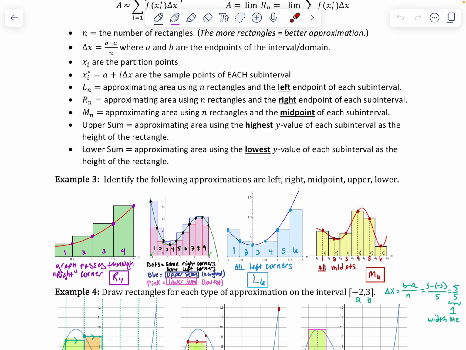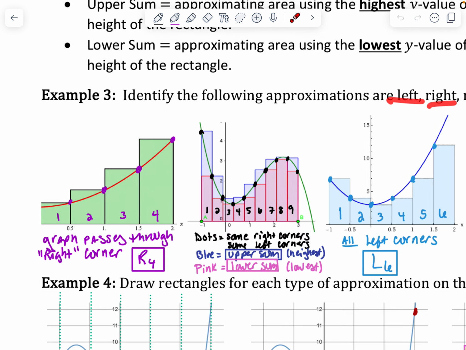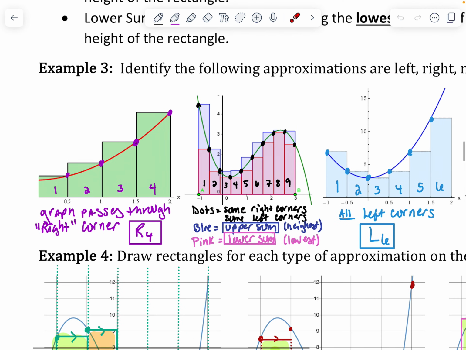So example 3 says identify the following approximations if they are left, right, midpoint, upper, or lower. So keep in mind the graph was originally given with these green rectangles and just this red line. So what I did is I looked at this first rectangle, and I can see that the graph touched below the rectangle and up here on the right side of the rectangle. Now I'm going to look at this next rectangle. Now the graph touched the rectangle, the upper and lower, but if I went across the lower, it's not the top of my rectangle. But if I went across the upper, it is the top of my rectangle.